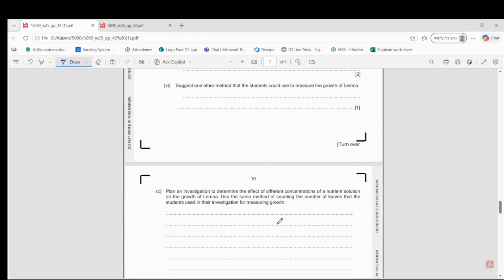Okay, the next point is, now we have to plan the investigation of different concentrations of nutrient solution on the growth of lamina. We have to use the same method that they have used, like counting the number of leaves. What should be our method?